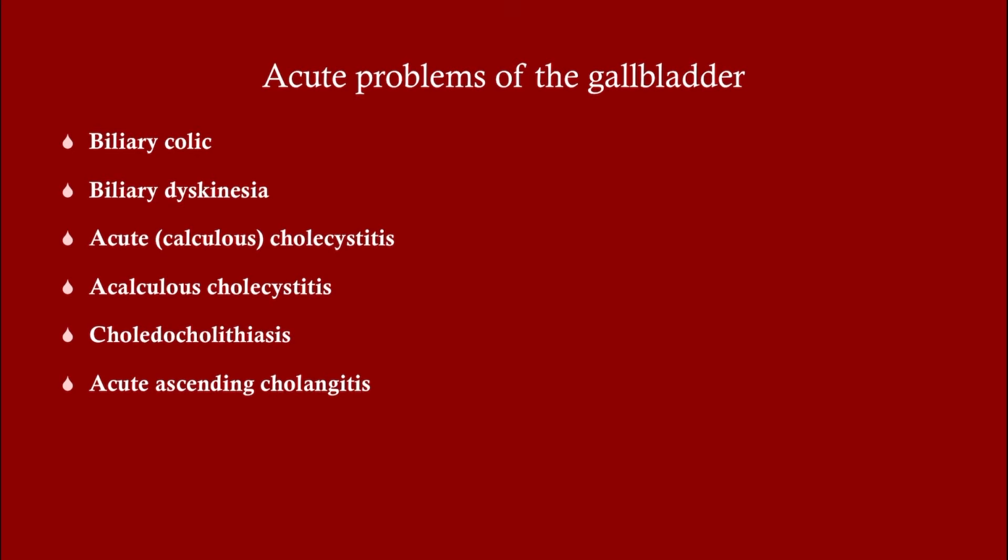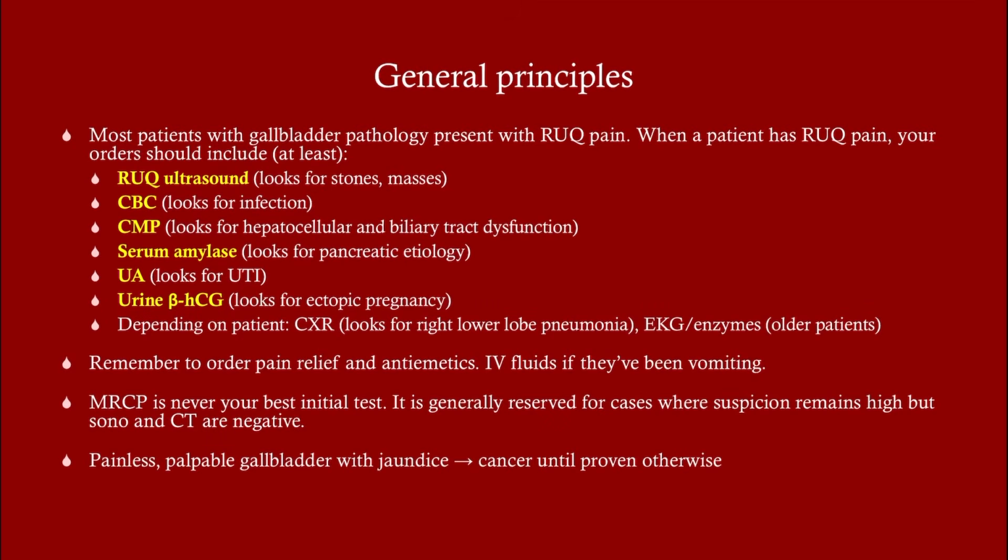All right, so this is what we're going to talk about. So here's some general principles. Most patients who have gallbladder pathology will present with right upper quadrant pain. When a patient has right upper quadrant pain, your best initial step is a right upper quadrant ultrasound.